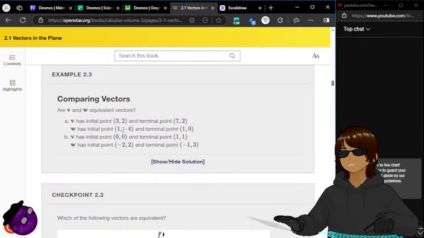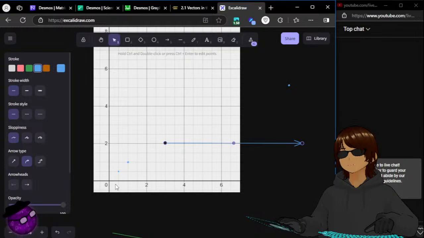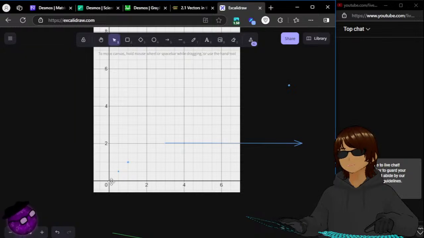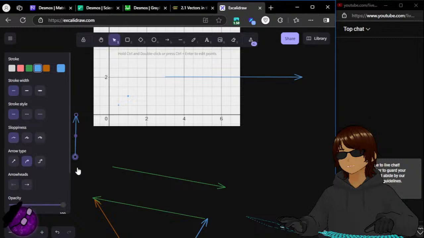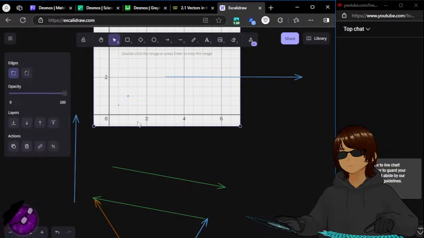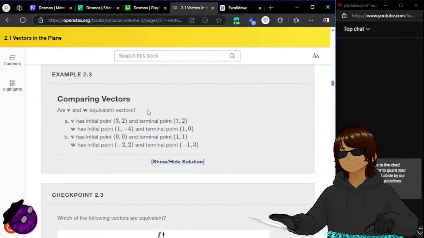W has initial point 1, -4 and terminal point 1, 0. X is 1, -4, and 1. No, it's not, because then it's a vector that's going straight up. So 1, -4, it's like going all the way here. Then 1, 0. So since they have a different direction, they are not the same vectors. They are not equivalent vectors.